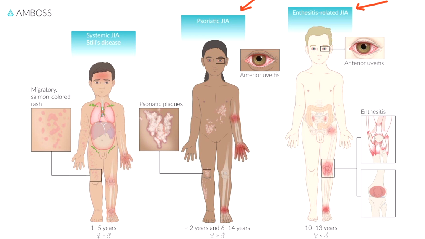In enthesitis-related JIA, joint involvement is asymmetrical and particularly involves the knee and ankle. Patients have enthesitis, which is the inflammation of the tendons and ligaments, specifically at the point of attachment to the bone. Enthesitis-related JIA is also associated with anterior uveitis and inflammatory bowel disease.